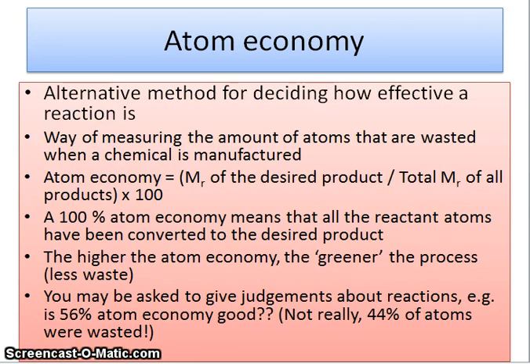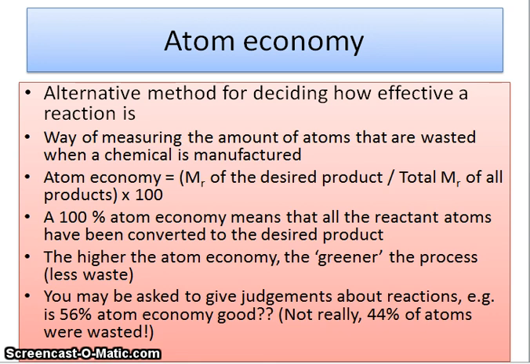So when we're looking at atom economy, industrial chemical processes are wasteful if they use more energy or raw materials than they should. Some may produce hazardous chemical waste, and one way to reduce waste is to use processes with a high atom economy. Atom economy is a way to measure the amount of atoms that are wasted when a certain chemical is made. And you can see there's a formula there, third bullet point down. Atom economy equals the mass of the desired product divided by the total mass of all the products times 100.